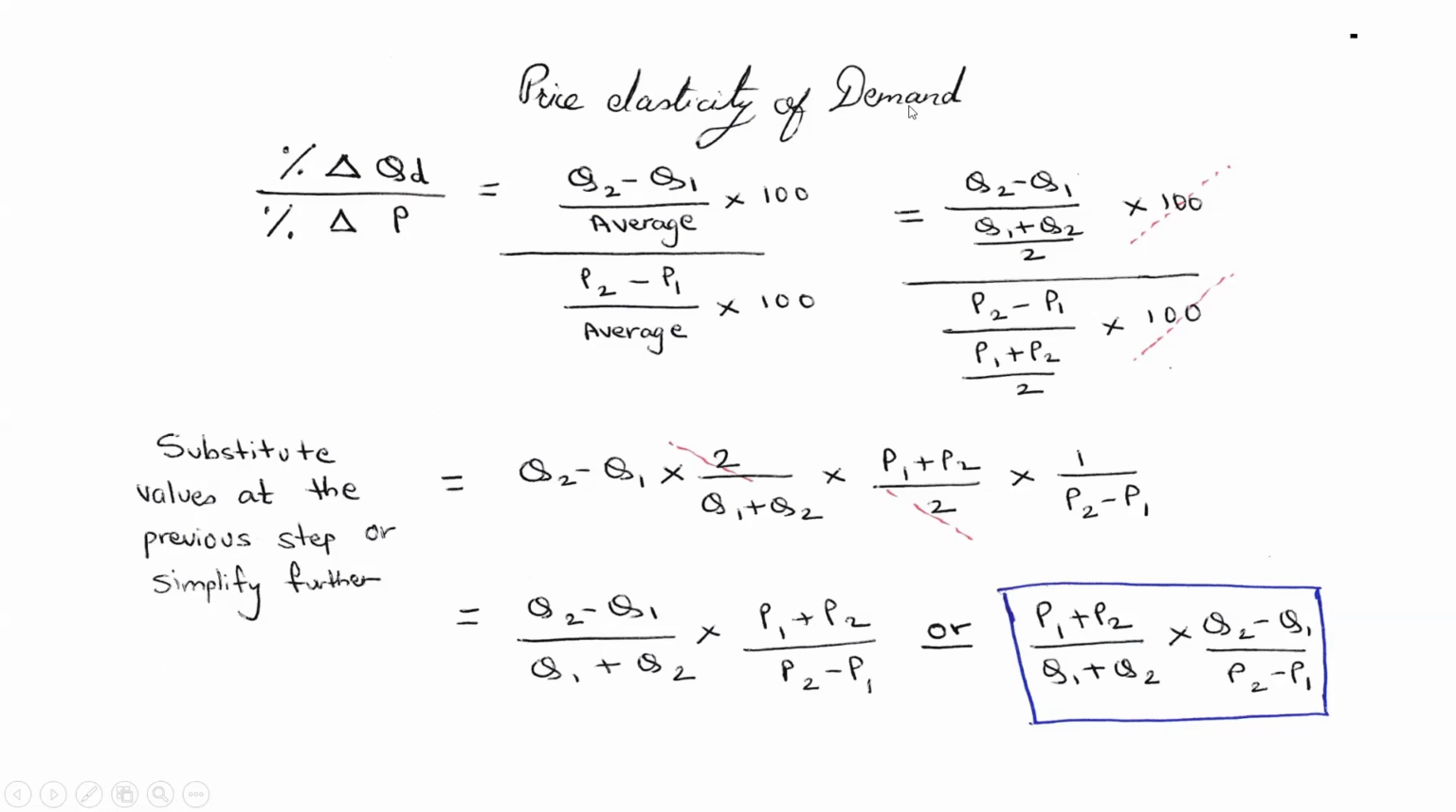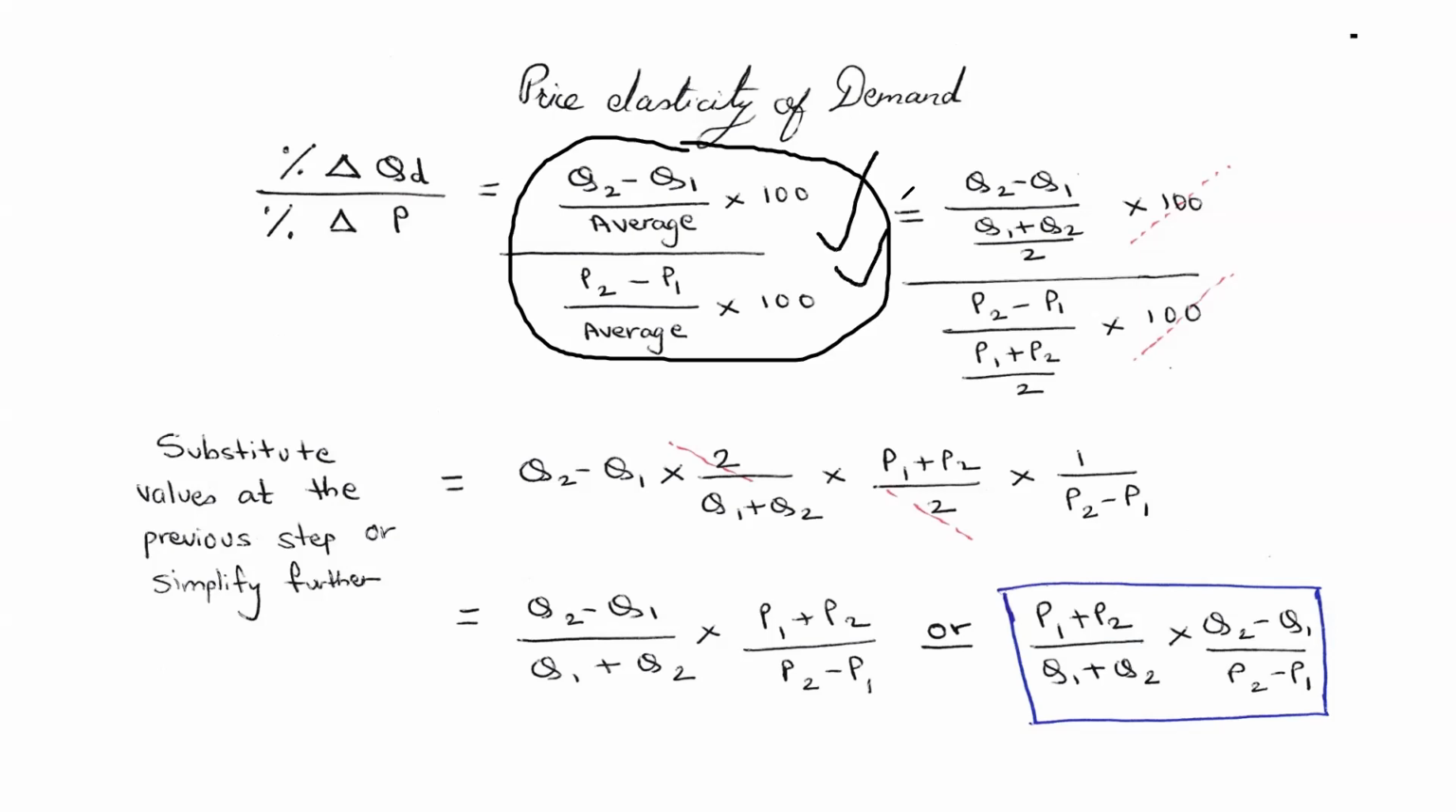Some of you could choose to use this formula over here, that is percentage change in quantity demanded divided by percentage change in price. Feel free to use this. It's the same formula. These two are the same. It's just written in a different way. So you can use whatever suits you, whatever you find easy to understand. So either use this or use P1 plus P2 over Q1 plus Q2 times Q2 minus Q1 over P2 minus P1. Either is going to give you the same answer. So this is your price elasticity of demand.